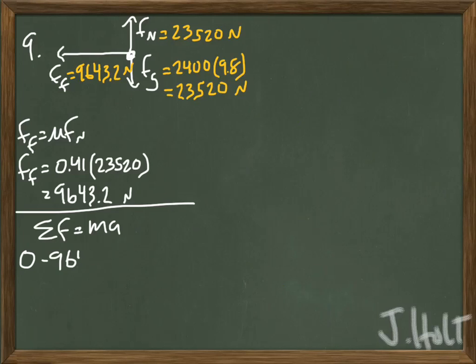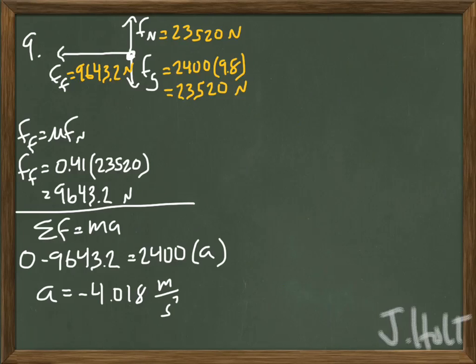The sum of the forces in the x direction equals mass times acceleration. We know the mass, that's given. We don't know the acceleration, but we can find that by dividing both sides by 2400. It's going to be a negative number, but that makes sense because we're slowing down.